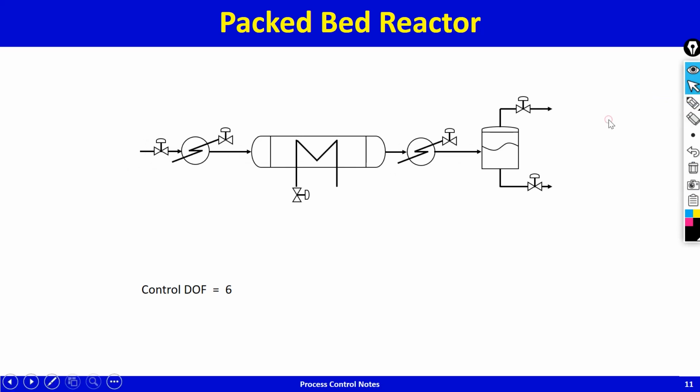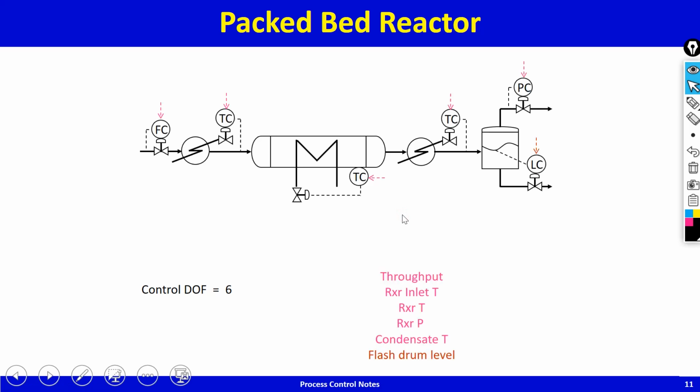Okay, so now that we've got these control valves, the control system is pretty straightforward. You've got feed flow controller. Feed is under flow control. Then you've got manipulation of the heating duty to bring the feed temperature to the reactor inlet temperature. That's this guy's job.